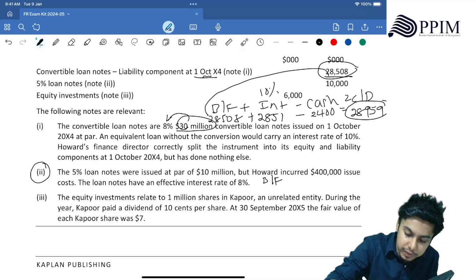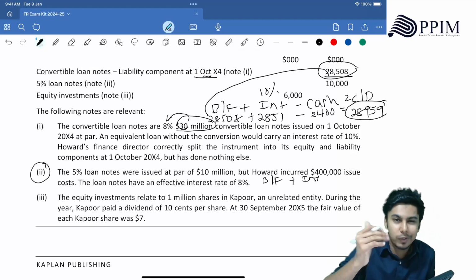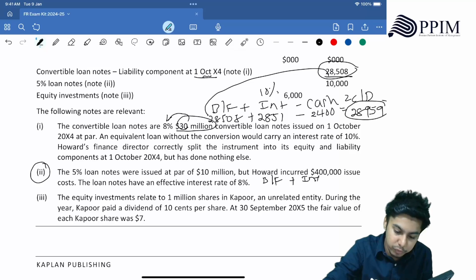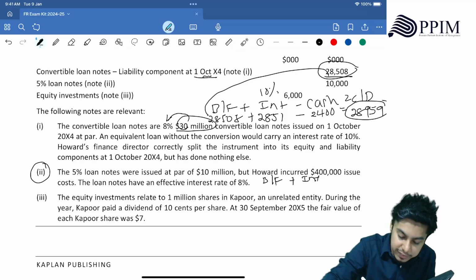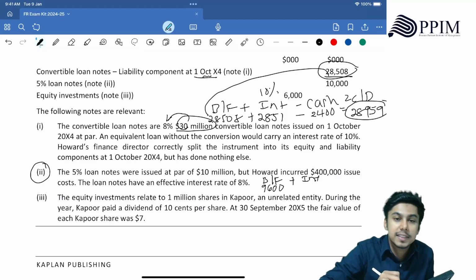Brought forward plus interest. That's enough. No need to go far, because they're only asking for interest, no? So therefore, guys, we don't have to go far. Okay, guys, brought forward is 9,600. How did I get the answer as 9,600?